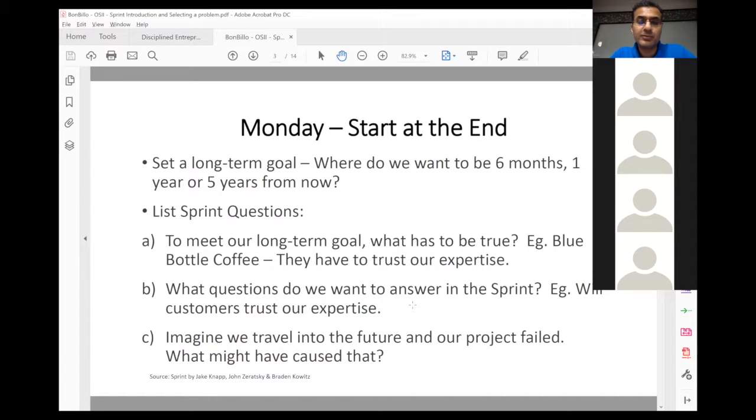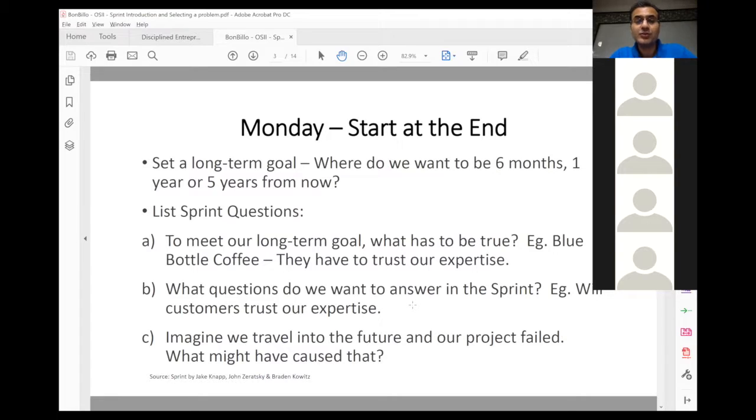So the book has an example from Blue Bottle Coffee that had physical coffee shops and were looking to launch a website to sell coffee, right? And so one of the things that they thought must be true in order to sell coffee is that customers would have to trust their expertise with respect to coffee, right? And it's very different from a physical store in a particular neighborhood where you're well known, you've built your brand, versus going online and having customers try to shop from you from a much larger geographical area, right? And so that was point number one, that can customers trust them?